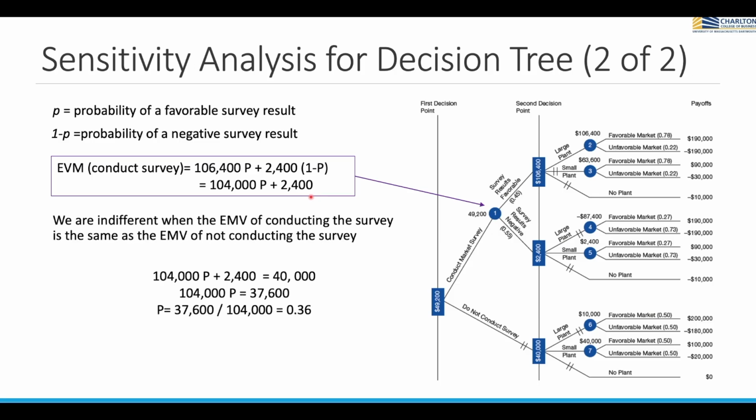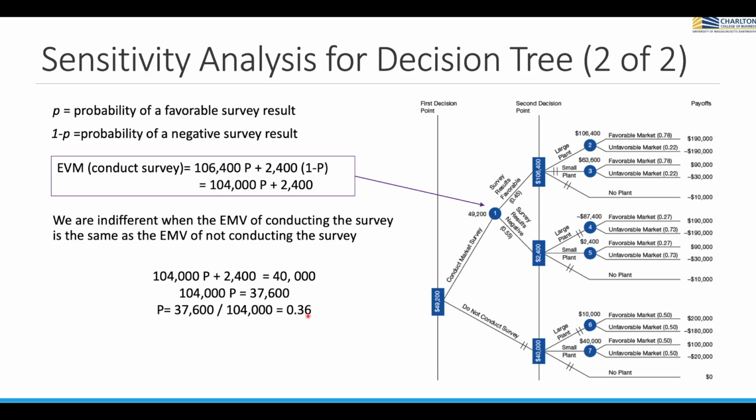So now if we are indifferent between conducting a survey or not conducting the survey, I can say the payoff of conducting a survey, which we calculated from the top part, is equal to $40,000. Now I can solve this equation for p, and p is equal to 0.36.